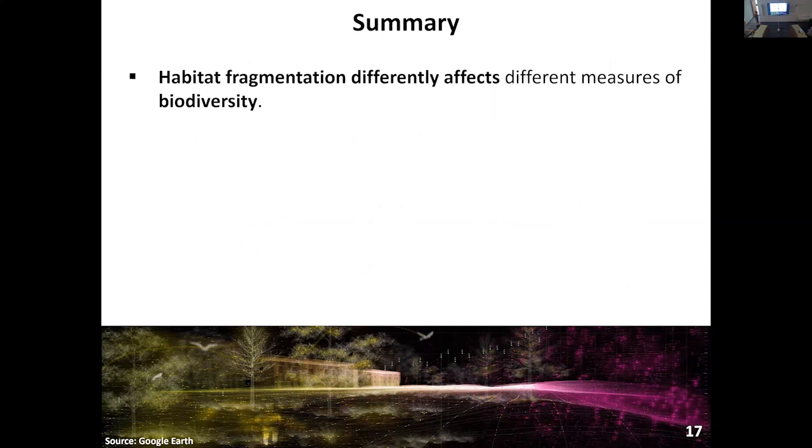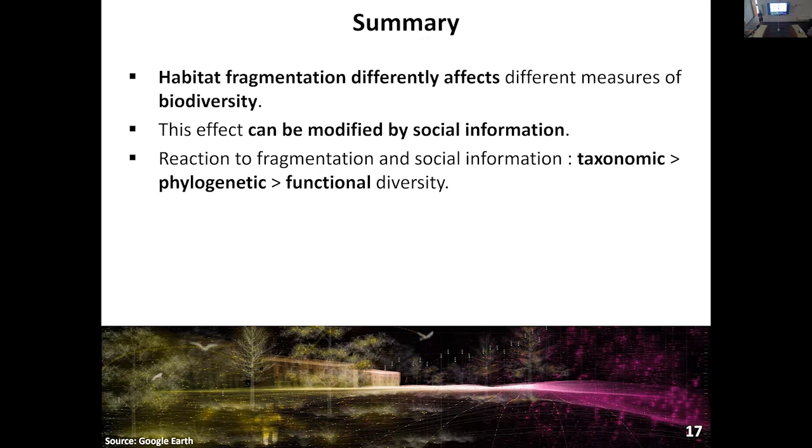to summarize, those biodiversity metrics reacted in a different way to habitat fragmentation, and the effect of habitat fragmentation on biodiversity can be modified by social information. Which indicates that it supports the evidence from the growing body of literature that this is one of the factors that animals do take into consideration when deciding where to settle: the presence of heterospecifics and conspecifics.